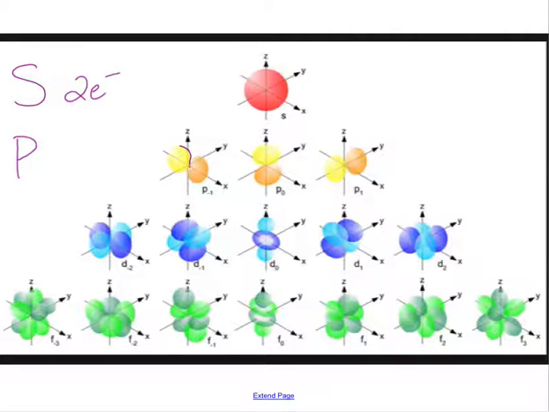Now, some people say these are like dumbbell shapes, so you're going to see them differently. Sometimes they make them super skinny. Sometimes they make them just big fat circles. But if you've got 2 lobes, it's going to be a p orbital. So in every p orbital, we can hold 2 electrons. So how many total electrons can we hold in the p sublevel? 6. 2 electrons in each.